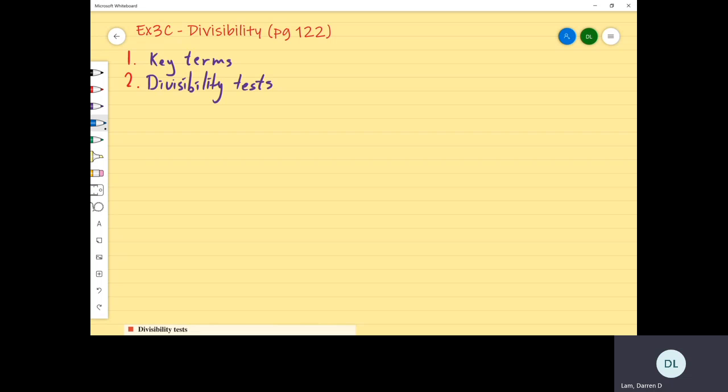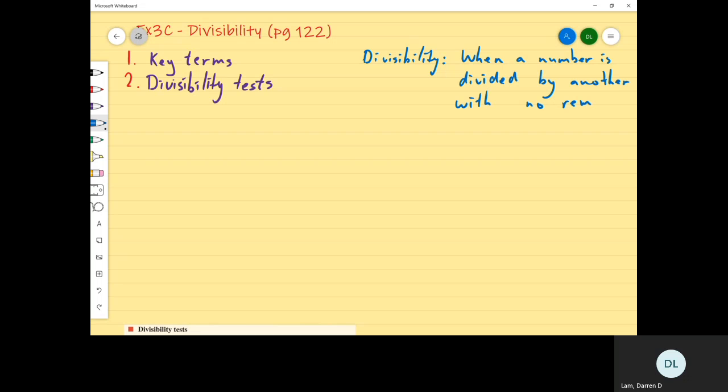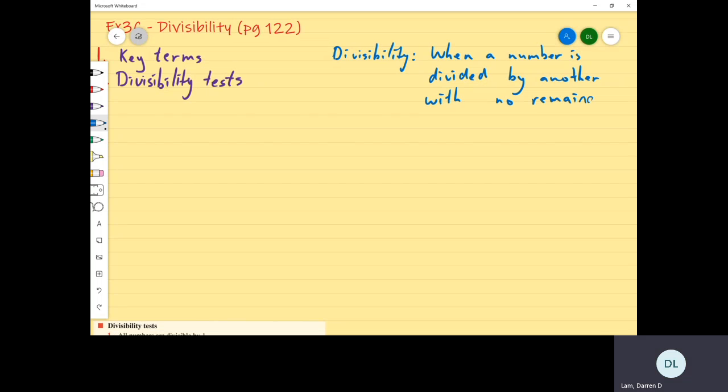So what does it mean for a number to be divisible? So let's write divisibility. Divisibility is when a number is divided by another with no remainder. No remainder. Awesome. So let's do an example, because that's just a bunch of words, right?